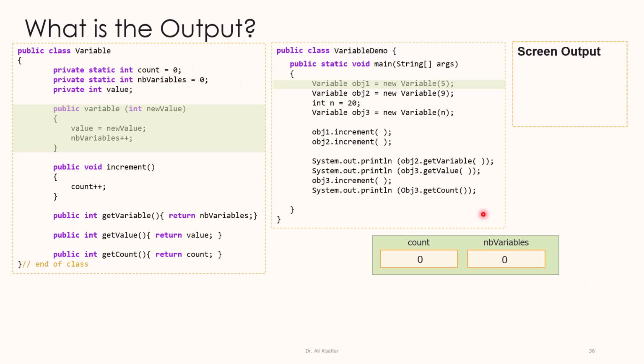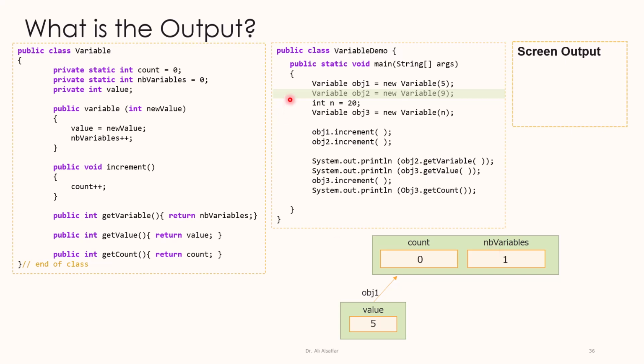So NB variables will change from 0 to 1, and a new object will be created with an instance variable value equal to 5. To represent this change, you draw a box for object 1 and you put the value of the instance variable inside it, and you make this object point to the static variables count and NB variables. Notice that the value for NB variables was 0, now it is updated to 1.